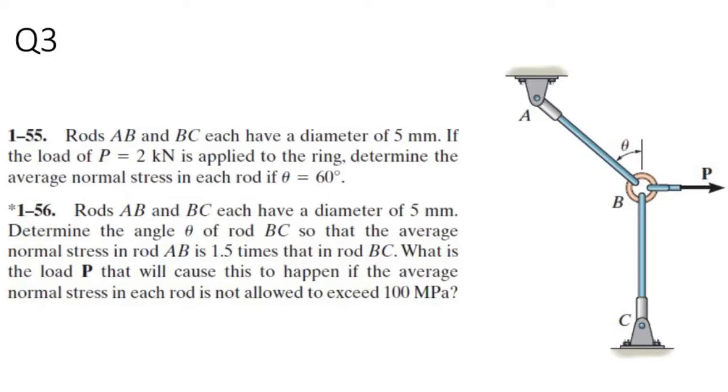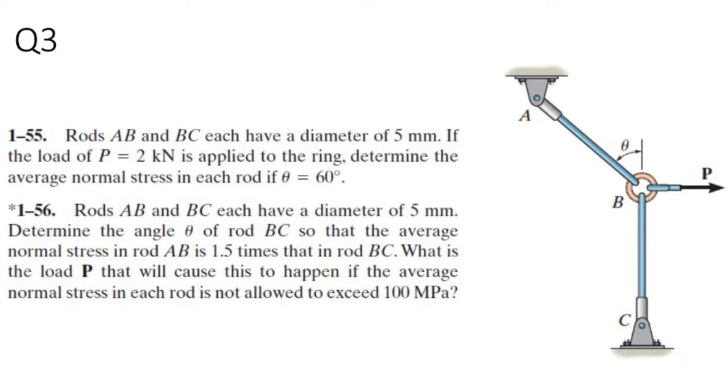For the second question, it is a little bit tricky. The diameter is the same, 5 mm for both rods, but we need to find the angle theta of rod BC so that the average normal stress in rod AB is 1.5 times that in rod BC. So basically what we know is that the average normal stress of rod AB equals 1.5 times that of rod BC.